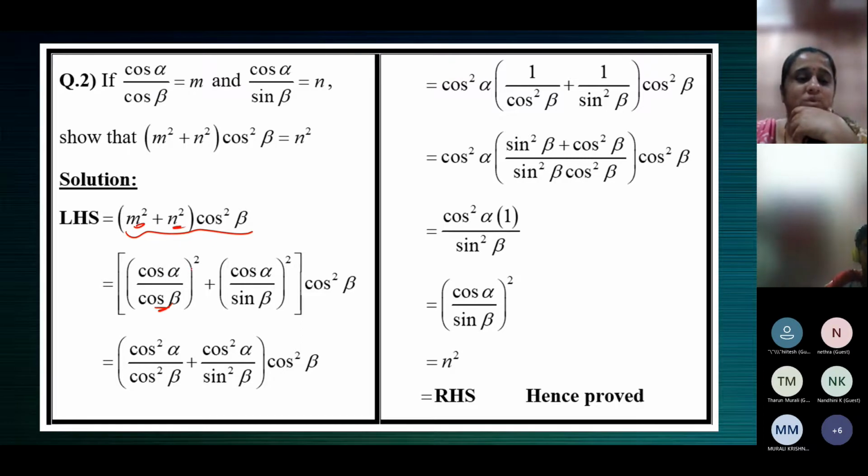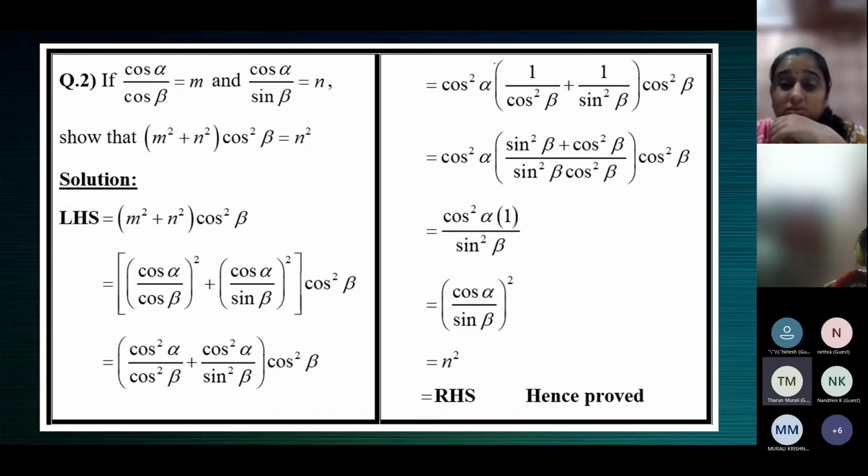So this is M square. This is N square. Next step, apply the squares. Apply the squares to the numerator and denominator. So that's how we get cos square alpha, cos square beta, cos square alpha, sin square beta, and this cos square beta outside. Next what, children?